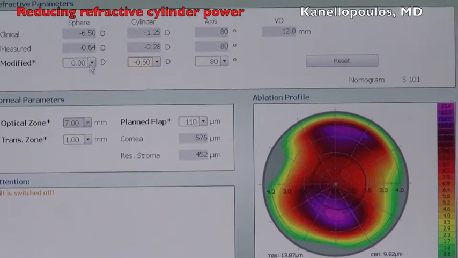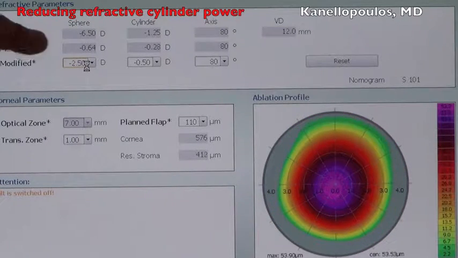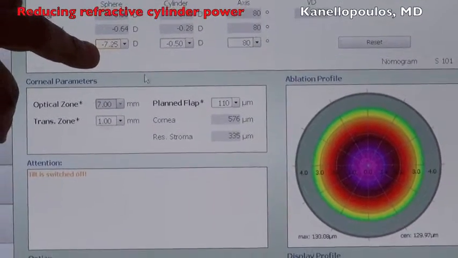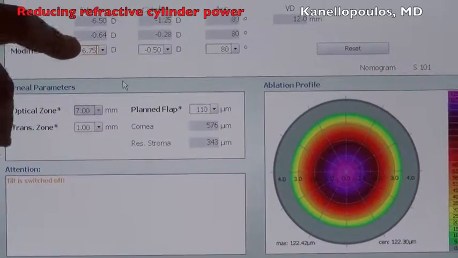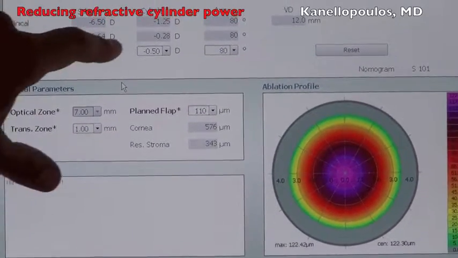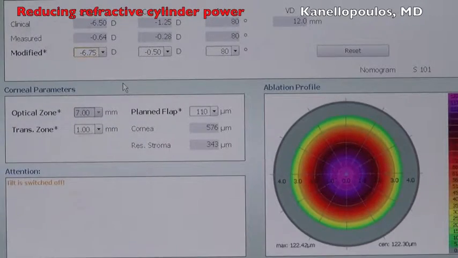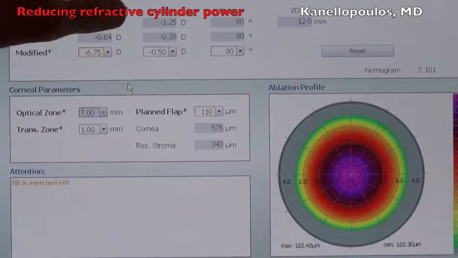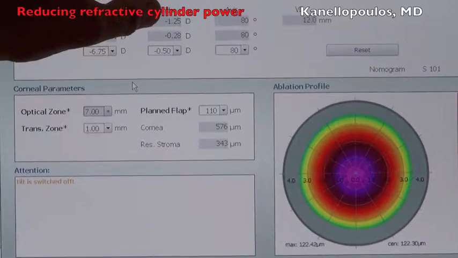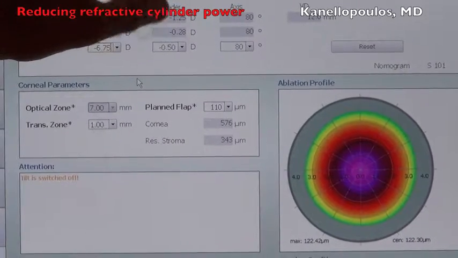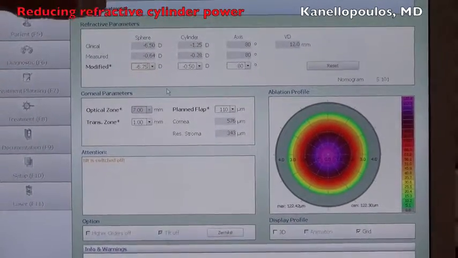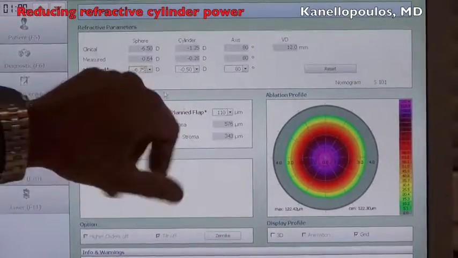So the sphere will go from 6.5 to 6.75. So instead of treating 6.5 sphere, we're going to treat 6.75, trying to work with a similar spherical equivalent of the clinical refraction, but obeying the topographic suggested data as far as amount of cylinder and axis. So this is an example where we're dramatically reducing the refractive cylinder to match the topographic cylinder. We're cutting 0.75 diopters of cylinder, and we're compensating that by increasing the sphere by the appropriate amount.